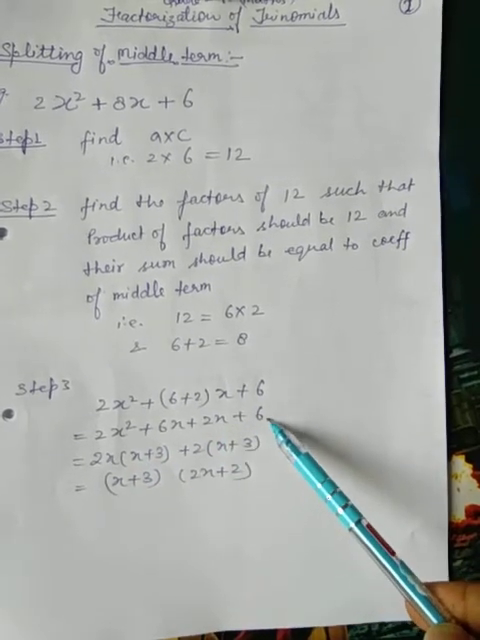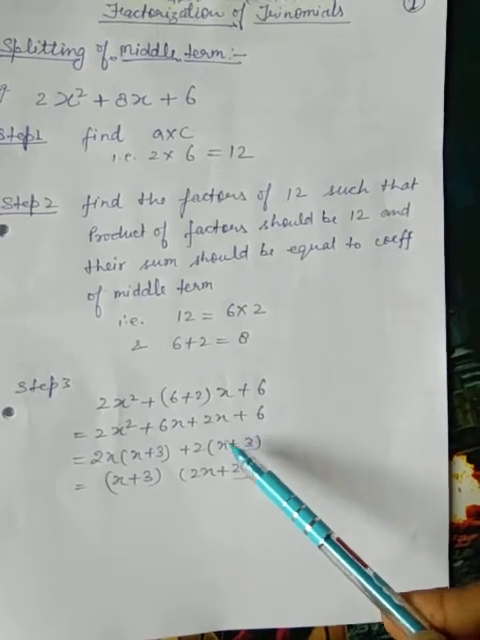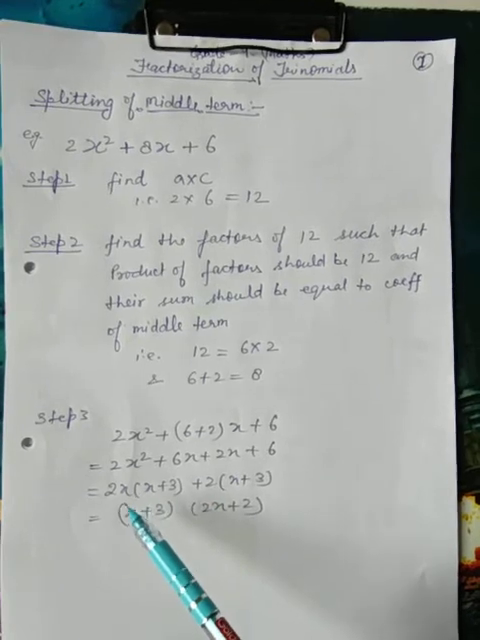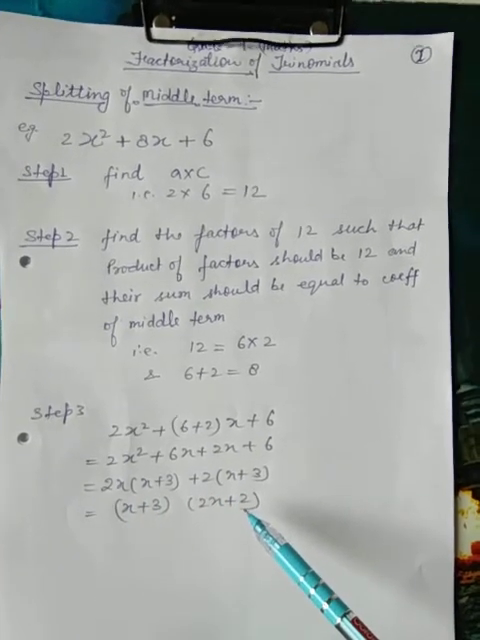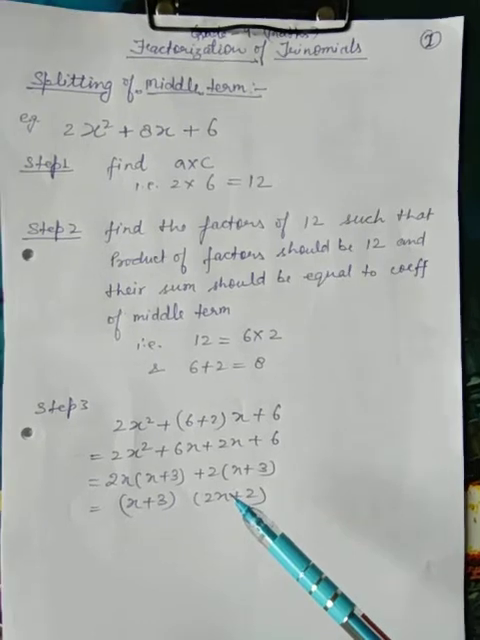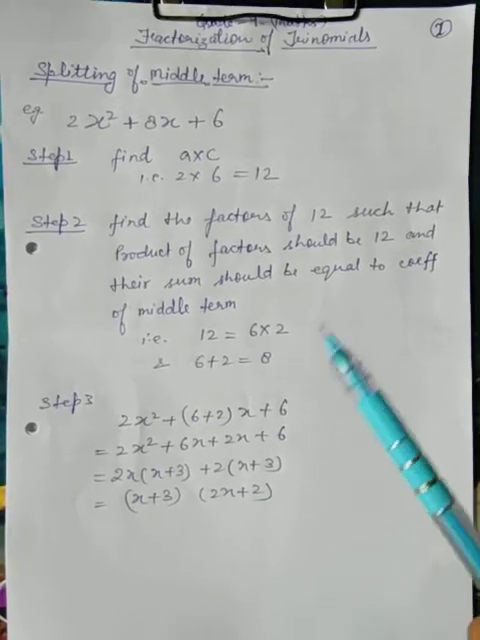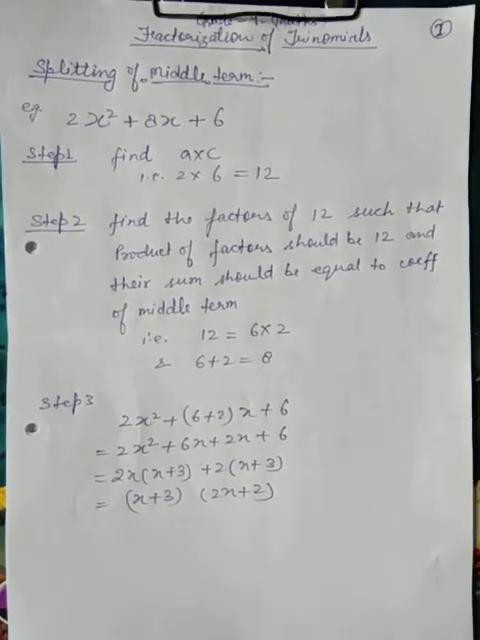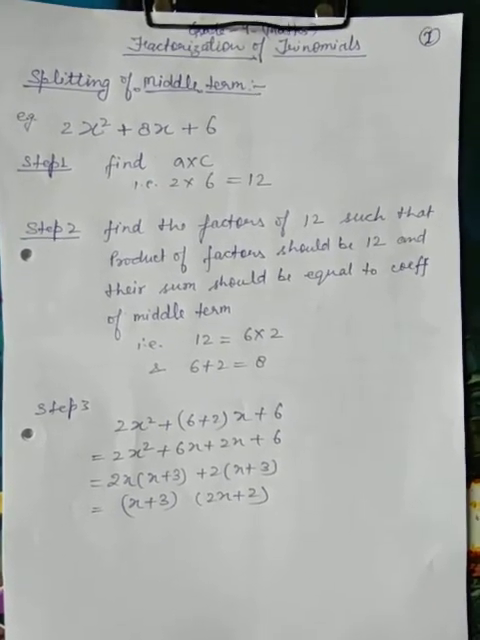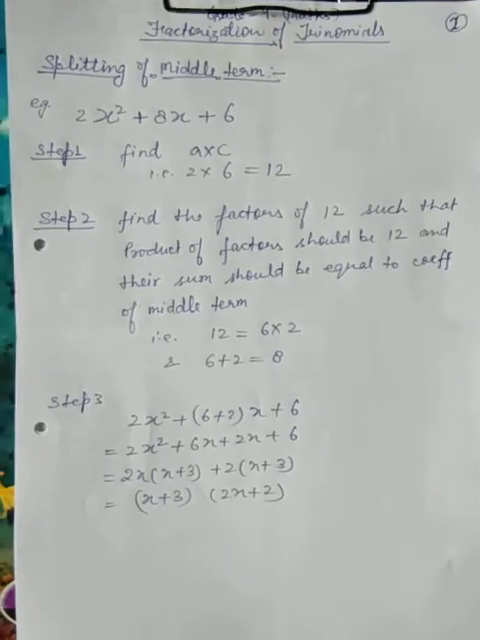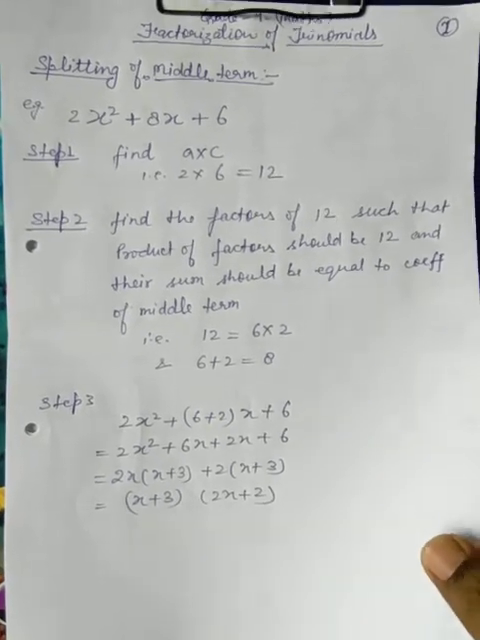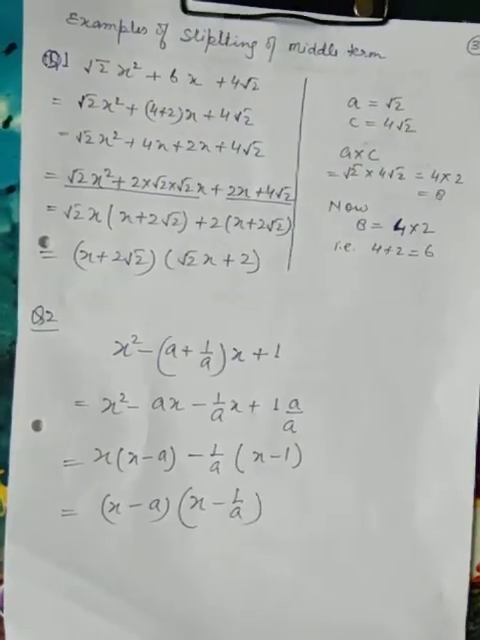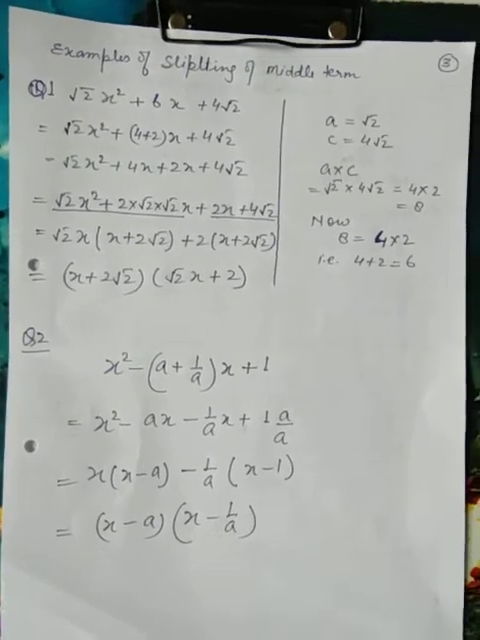Again, common between these two last terms, so 2 times (x plus 3), and again taking the common x plus 3, the remaining terms are 2x plus 2. This is the final answer of this question. So kindly do the questions of splitting of the middle term on the basis of this concept, right? And again I am going to make one more, and in the next video I would like to tell you the different questions. Let me just wait a minute. I would like to explain some questions on the basis of this splitting of the middle term.